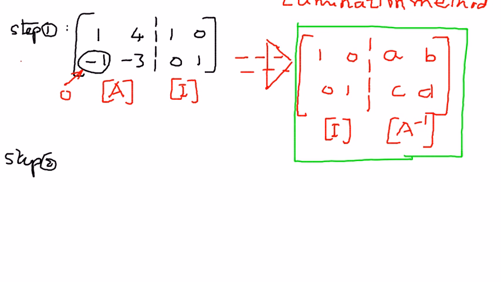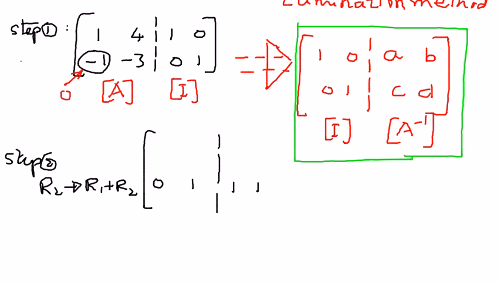To achieve that, we're going to say the new R2 is going to be equal to, we can achieve that by just adding row 1 plus row 2, isn't it? If you look at that, 1 minus 1 will be 0, and then 4 minus 3 will be equal to 1, and then in the partition side of it, 1 plus 0 will be 1, and then 0 plus 1 will be 1. I just wrote the second row. The first row will be the same. We did not change anything. 1, 4, 1, 0.